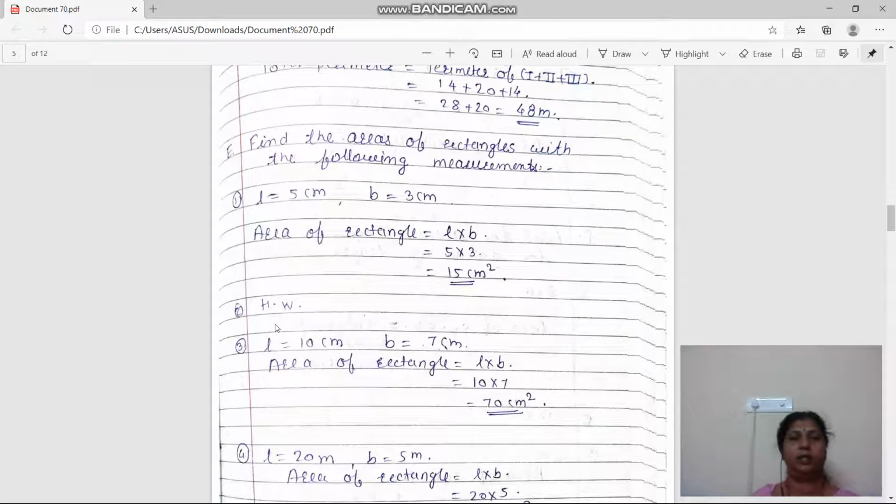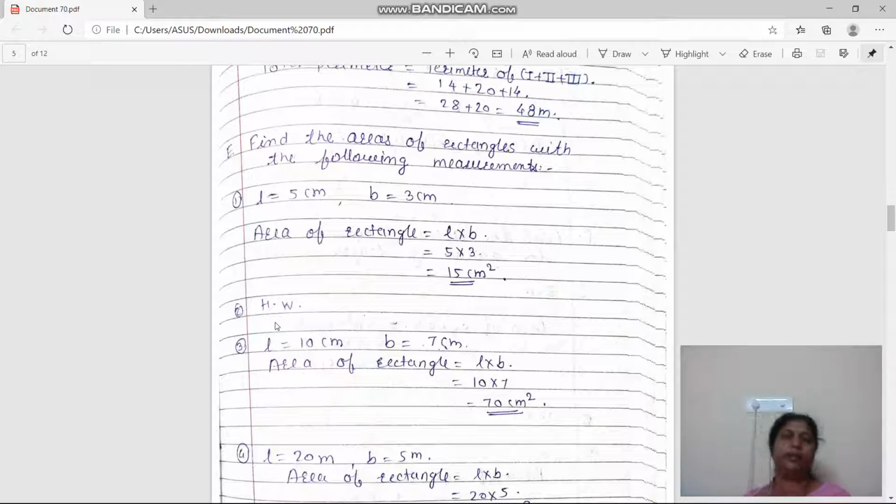Get it? And second example I have given you as homework. So let's see what is that example. It is E, no? Yes. Length is 12 and breadth is 5. So you have to write the formula. Area of rectangle is equal to L into B. In the next line you will write 12 into 5. That is 12 5s are 60 centimeter square. Okay, you have to solve it.